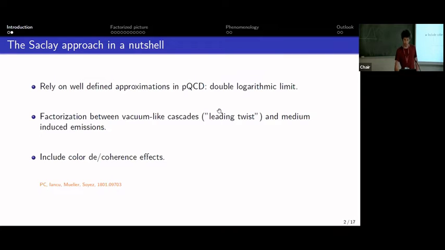And this double logarithmic picture of jet evolution brings a very nice feature, which is also related to the talk by Varun yesterday. This feature is a factorization between the early vacuum-like cascades, leading twist effects, and medium-induced emissions. This approach also includes recent developments related to the role of color and color coherence and decoherence effects. I will give you more details about that later.